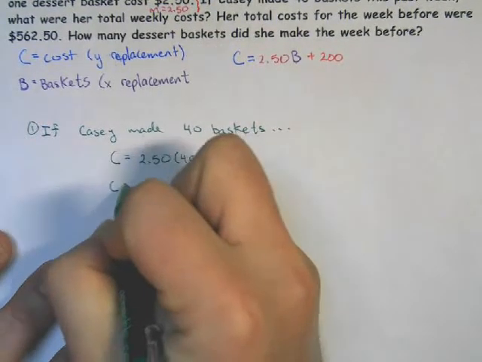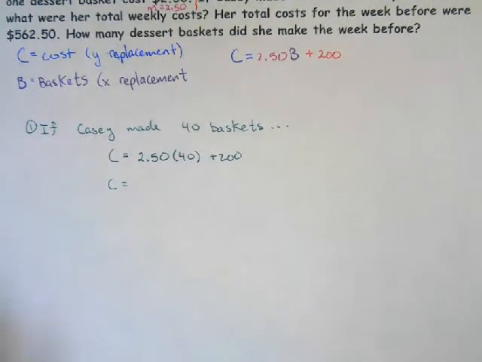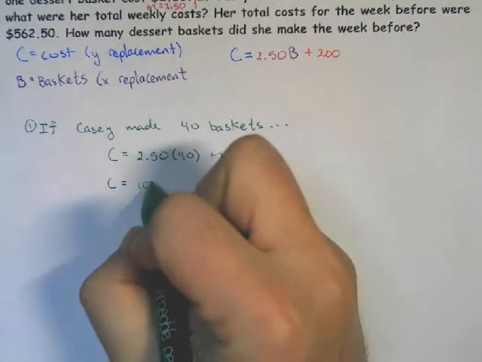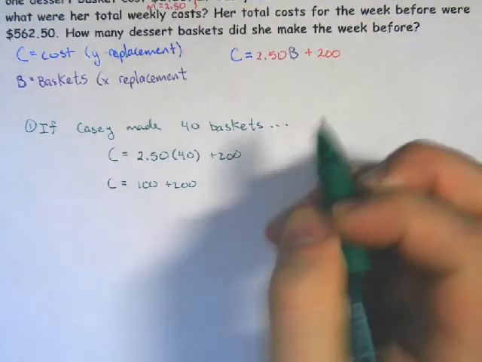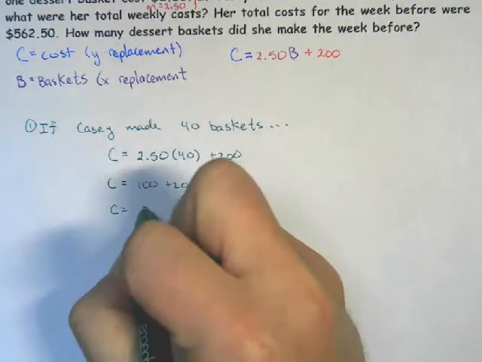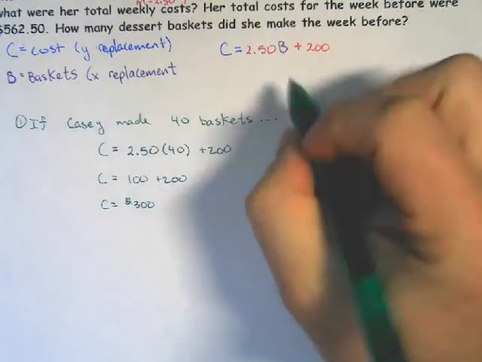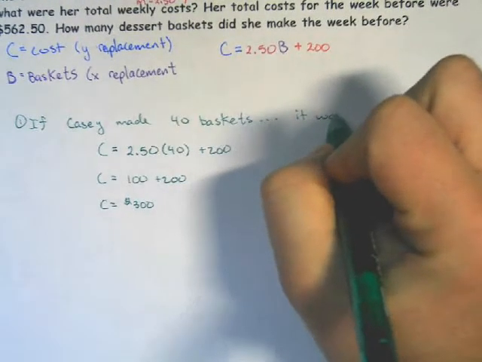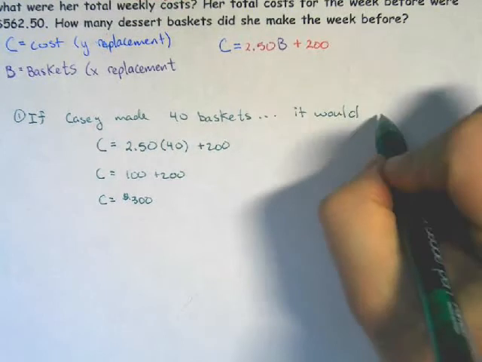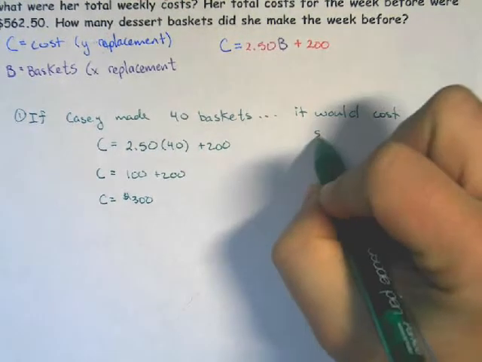Then we plug this into a calculator. We get 2.50 times 40 is 100. Plus 200, so our cost would be 300. So if Casey made 40 baskets, it would cost $300.